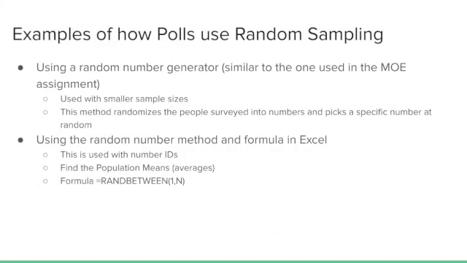We've provided a couple examples of how polls use random sampling in surveying people. The first one is using a random number generator, and it's used with smaller sample sizes. This method randomizes people surveyed into numbers and picks a specific number at random. The second example we used is the random number formula in Excel. This is used with number IDs, and you're finding the population mean, which is the average, and the formula for that is RANDBETWEEN 1 to the nth number.